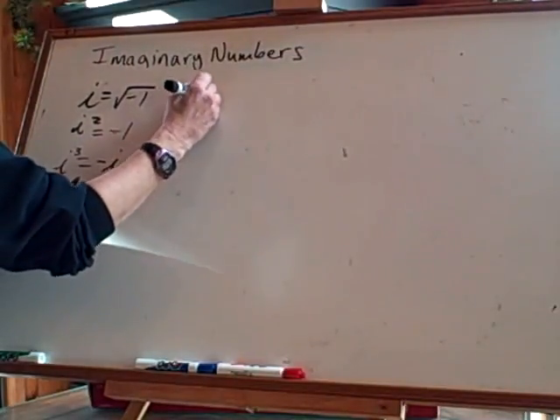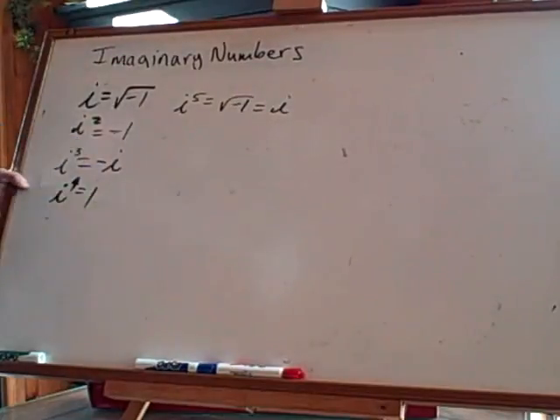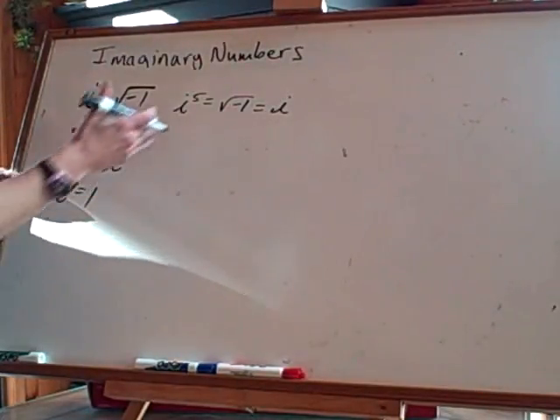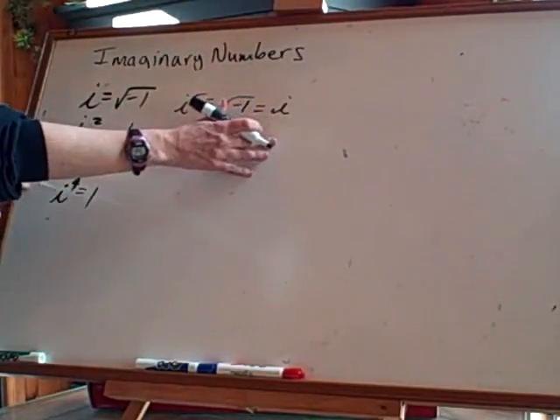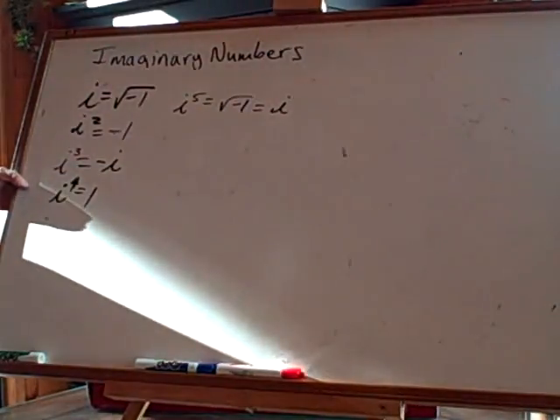So if I were to do i to the 5th, guess what? That would be the square root of negative 1, or i, because i to the 5th would be i to the 4th times i. So if you can break it down by powers of 4, it's easy to come up with what the number is. So let's just look at an example or two.